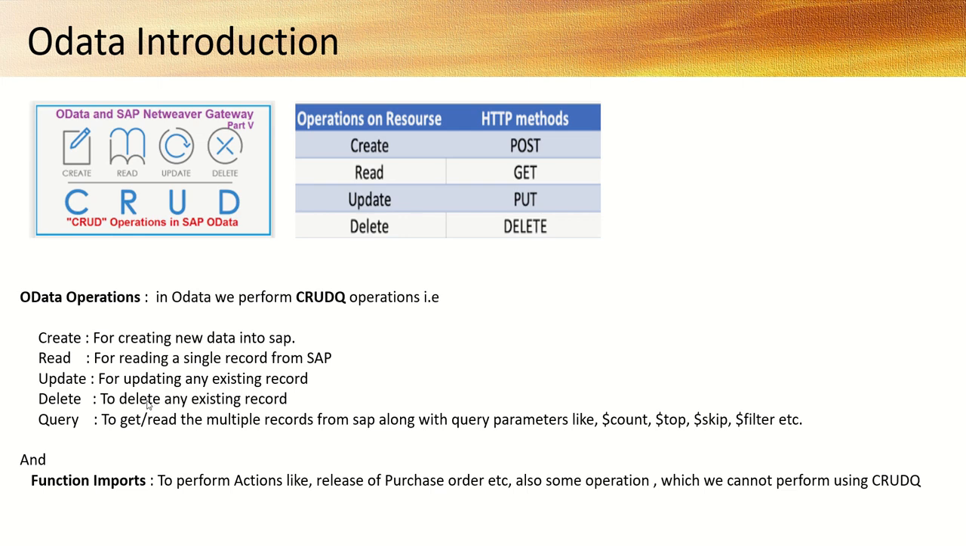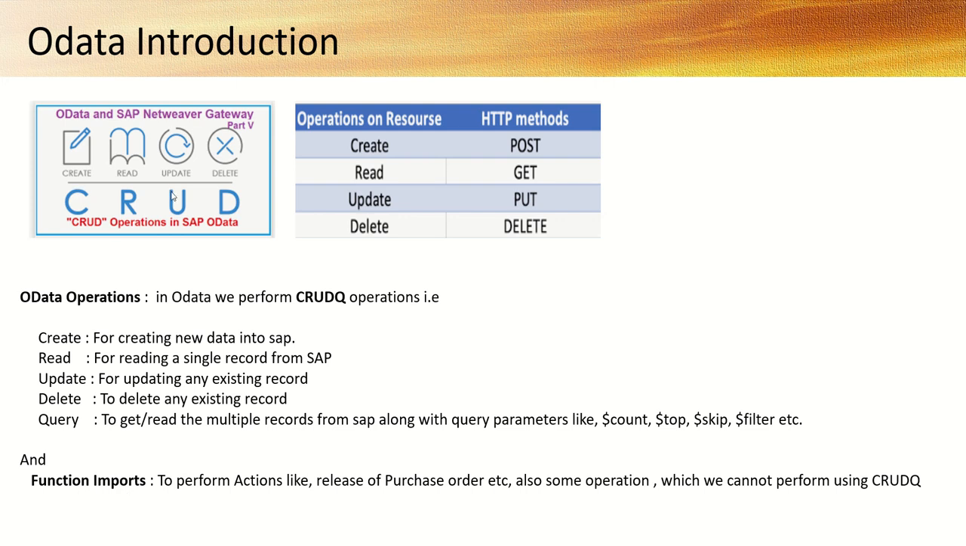Delete is for deleting the record, and with the help of query, you can get multiple records from the SAP along with some query parameters like $count, $top, $skip, $filter, etc. And apart from CRUD-Q operations, if you want to release a purchase order or perform some operation that is not possible using CRUD-Q, in that case, in OData, we use the function import concept.